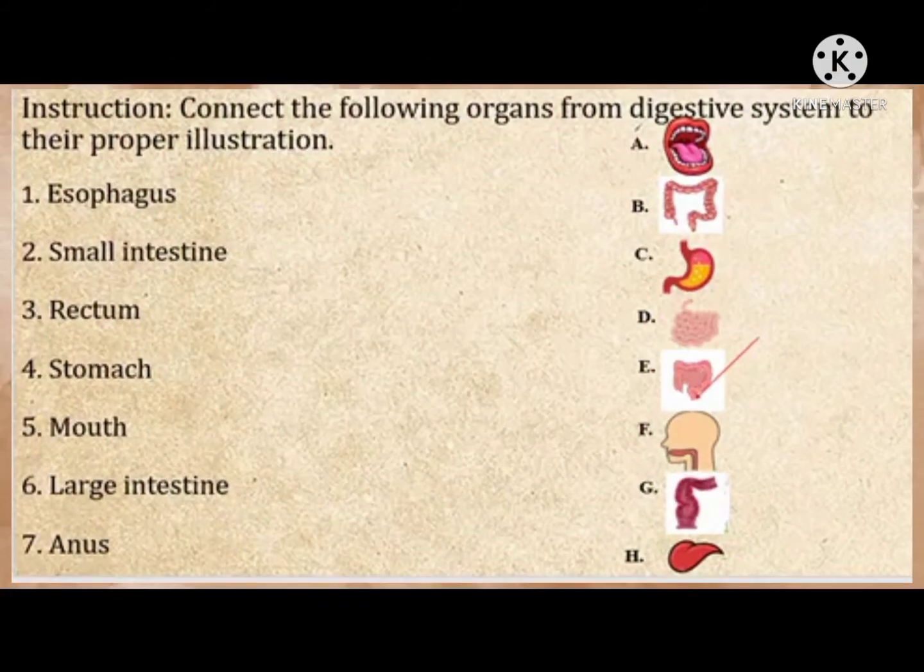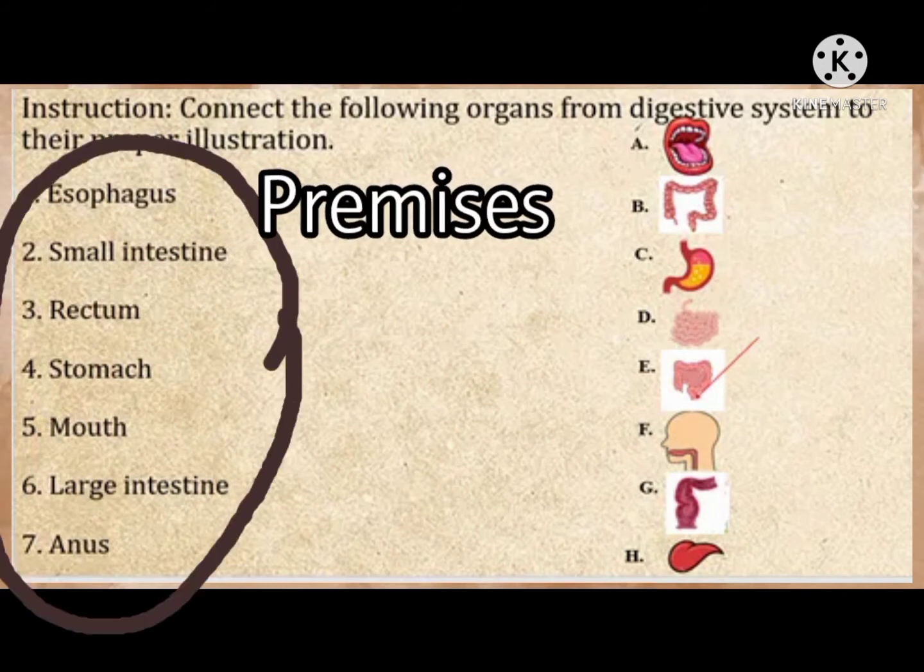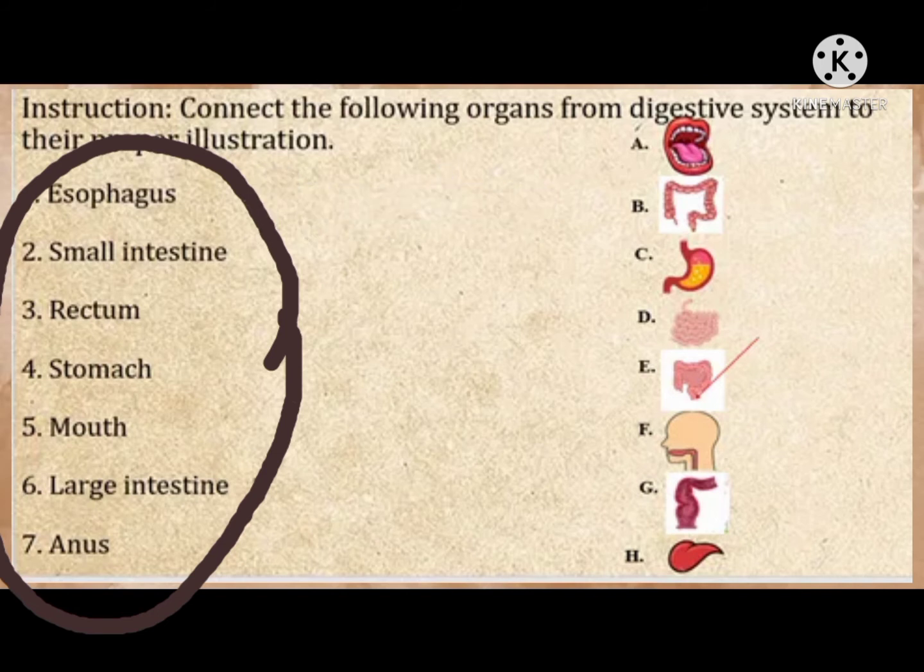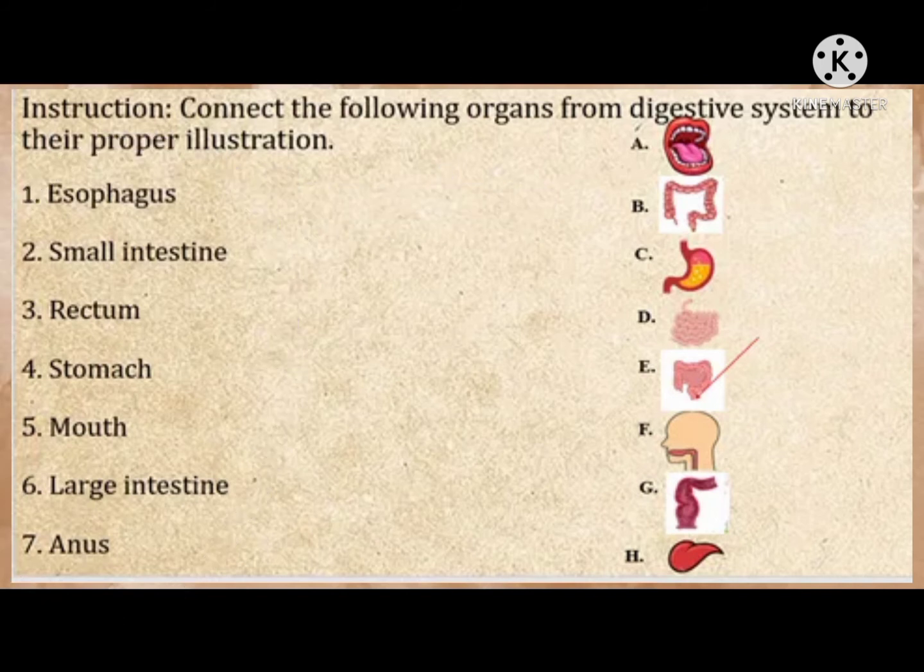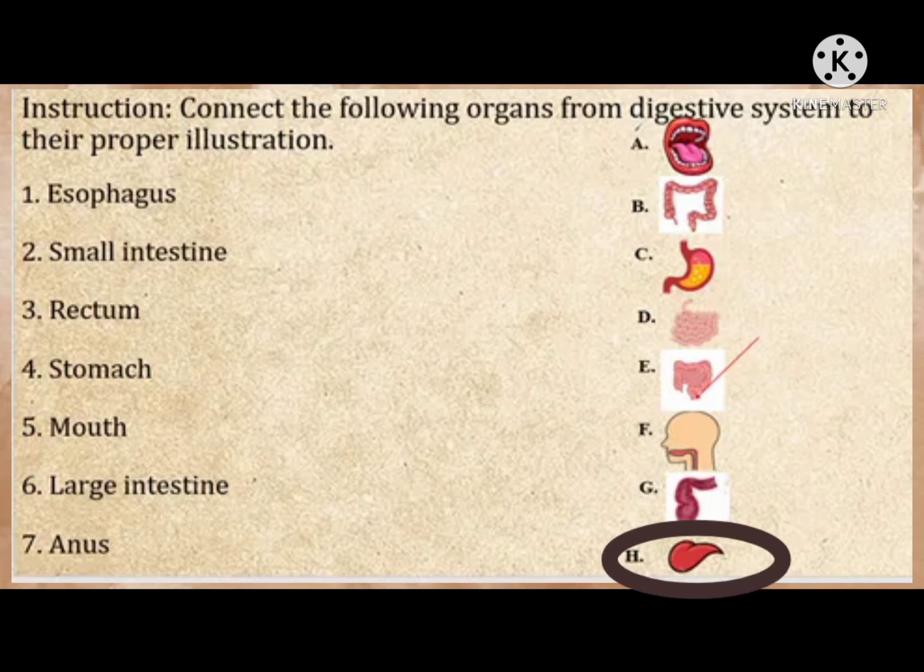Here, we can see the matching type test where the first column, called premises, has 7 items from the different organs of the digestive system, which are the esophagus, small intestine, rectum, stomach, mouth, large intestine, and anus. And the second column, called responses, has 8 items including the distractor, that will correspond with column A.